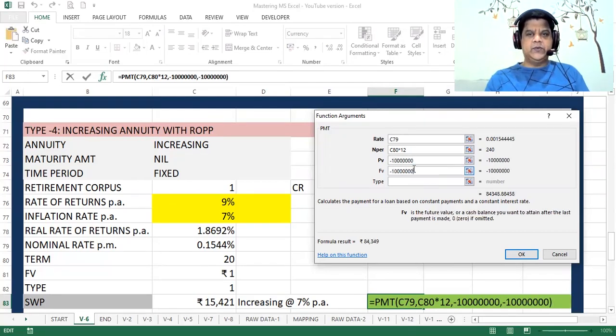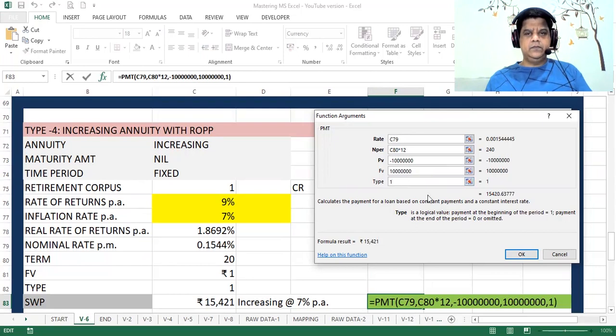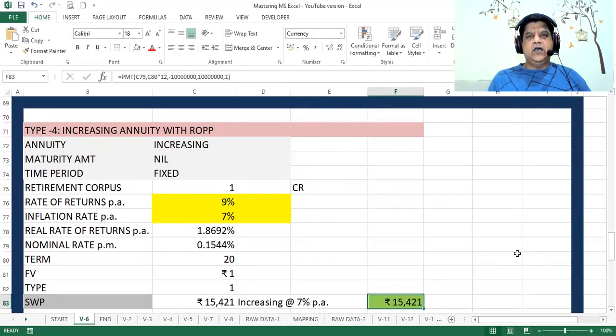Future value will be plus 1 CR. Type is 1. My answer is 15,421 rupees. Now, again, remember, since this is increasing annuity, the annuity will increase at the rate of 7% per year. So first year, it will remain at 15,000 rupees. Second year, it will grow by 7%. Third year, again, it will grow by 7%, and so on and so forth.